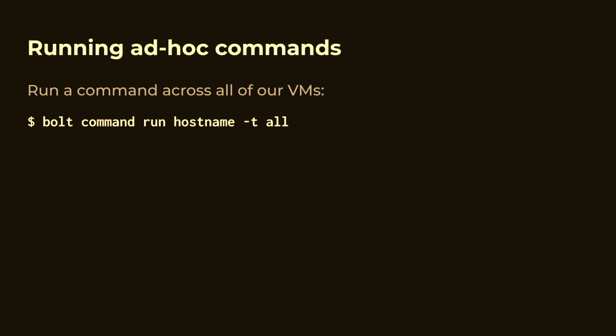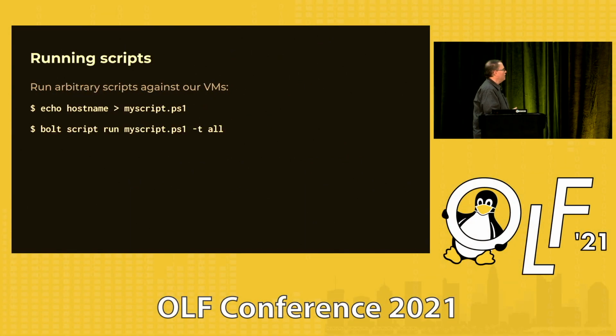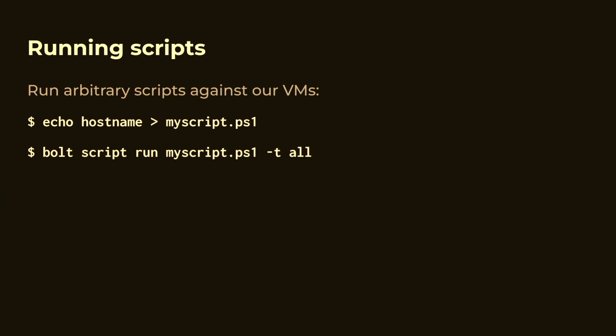So that's one thing you can do with Bolt. The next thing you can do with Bolt is run arbitrary scripts. If you've got a script, you can say bolt script run and then give it a path to the script. And then again, you tell it what targets you want to run against. So in this example, if you'll recall early on, I had a Vagrantfile with a CentOS and a Windows VM. The nice thing about running the hostname command is that it actually exists on both Windows and Linux.